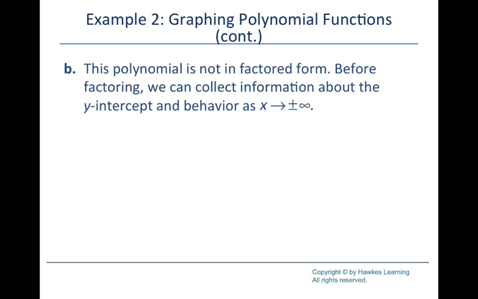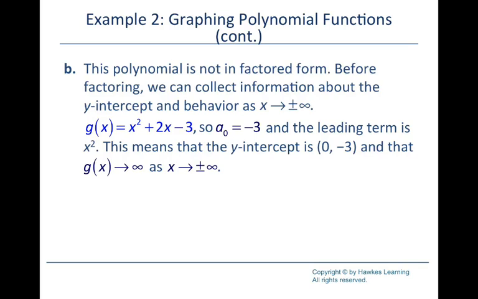Okay. Now let's look at the b. It's not factored, like I said earlier, so we have to factor it. We've got our last coefficient is negative 3. Our leading term is 1. So the y-intercept is our last coefficient, 0, negative 3. That's important to know, that if I put a 0 in for all the x's, all that would be left is the negative 3. So this is our y-intercept right here.